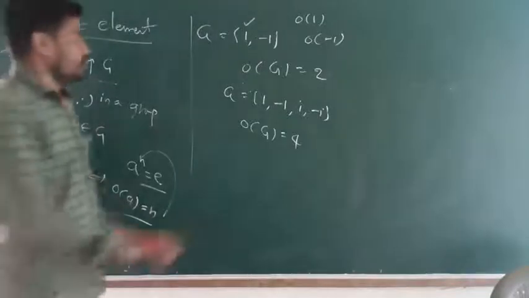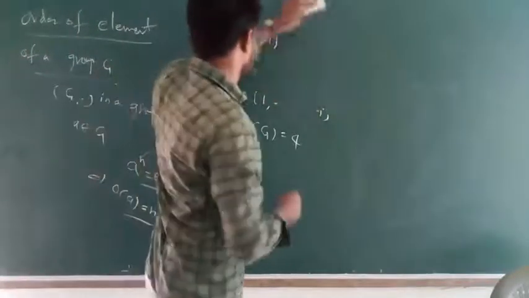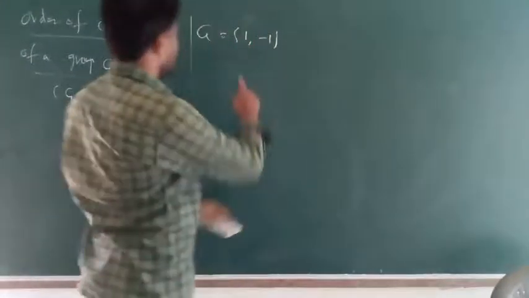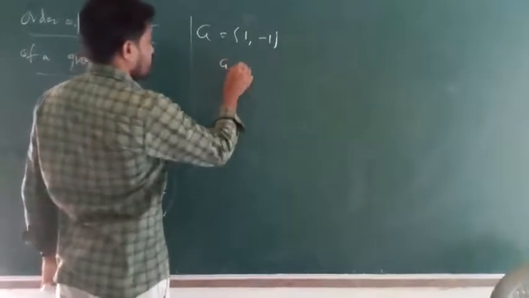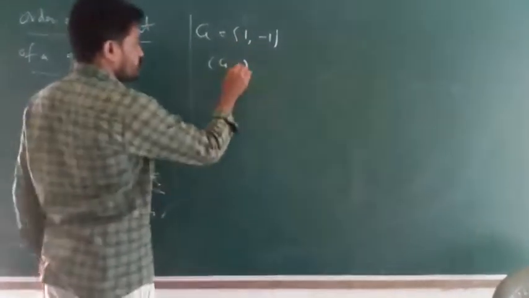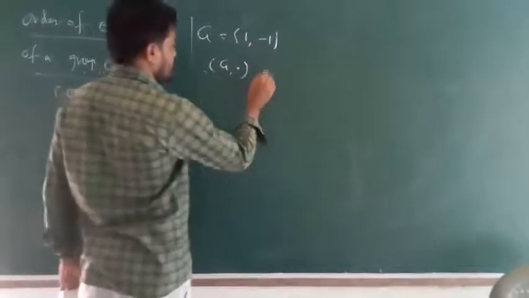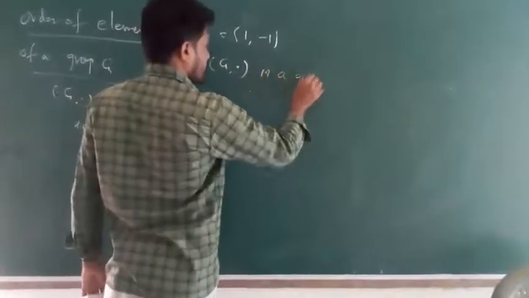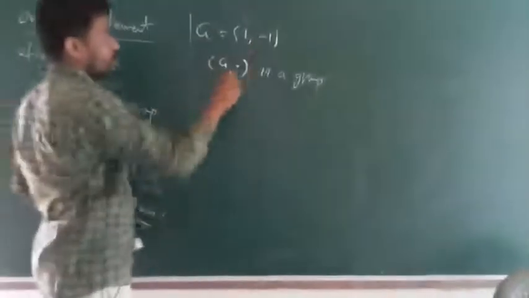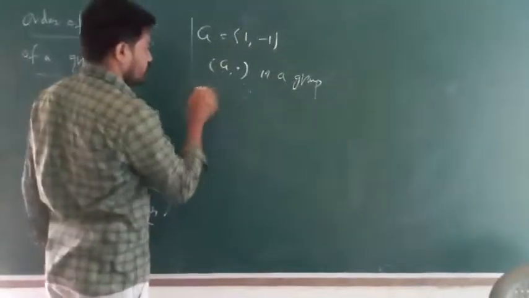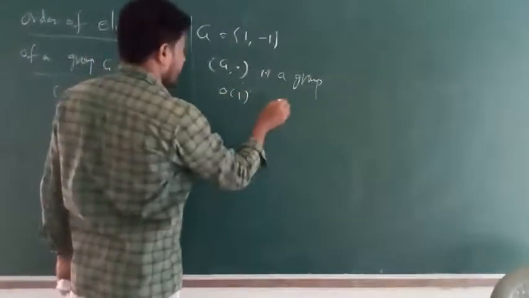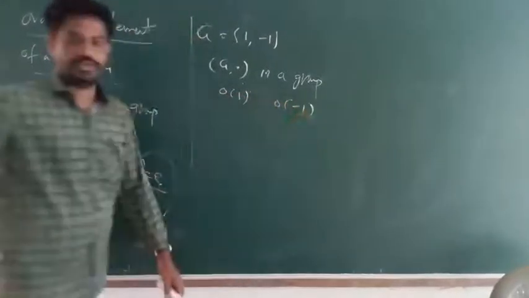So in this case, G is equal to 1, minus 1. What is the identity element? 1, with respect to dot, nothing but multiplication. G comma dot is a group. Okay, group. How many elements? 1, minus 1. So you can find out each order: order of 1 and order of minus 1.